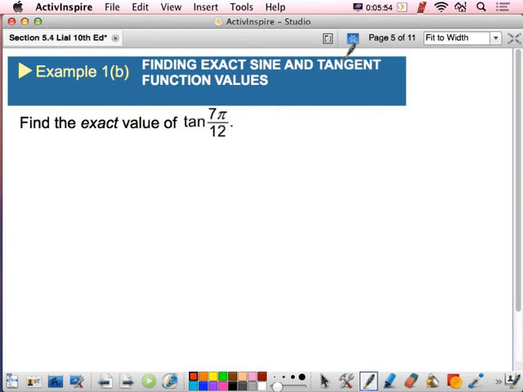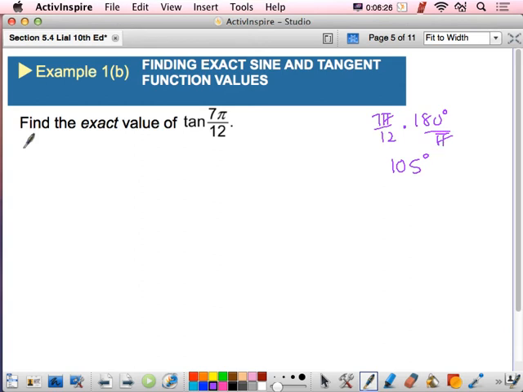So now we want to find the exact value of the tangent of 7 pi over 12. And for me, the easiest thing, instead of trying to deal with all the fractions, is just to convert that to degrees. So I'm going to come off to the side, and I'm going to convert 7 pi over 12 by multiplying by 180 degrees over pi. I'm going to reduce the pi's, and then I have 7 times 180 divided by 12, which is 105. 105 degrees. Is that okay, you guys?